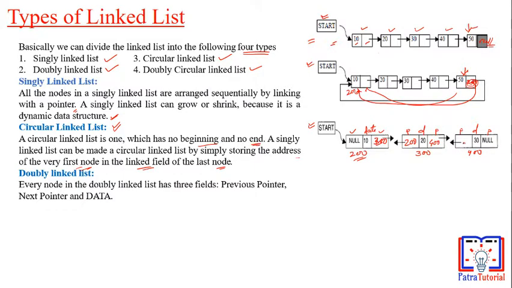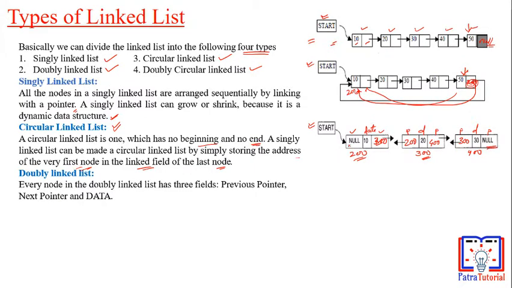And what is the value of this part? The address of the previous node, right? That is nothing but 300. So 300 will be stored here. And what about this part? Since there are no more nodes available in this linked list, this is the last node, this will be null.